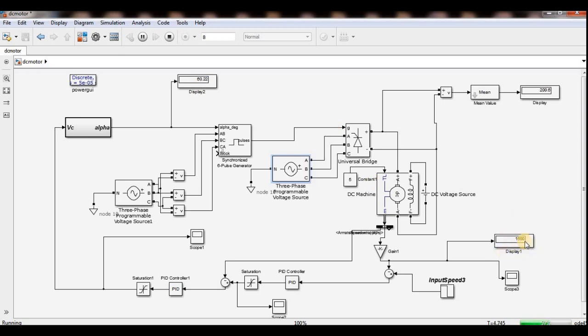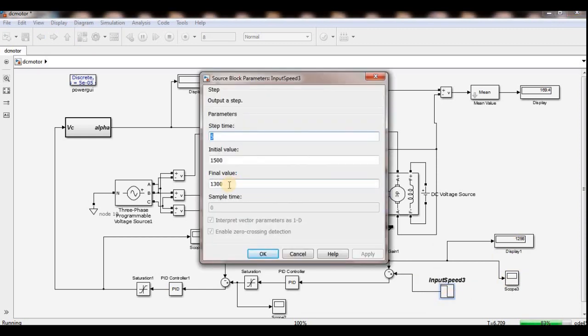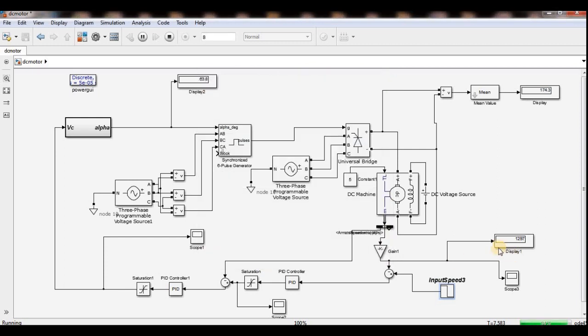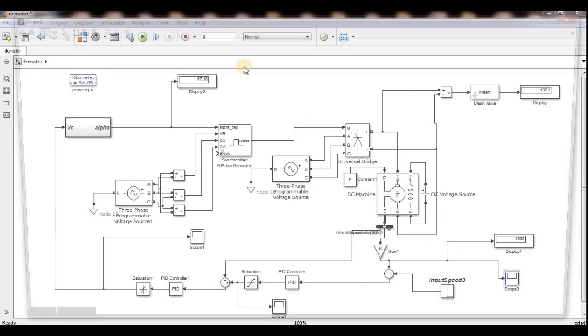I am getting nearly 1500 rpm at an alpha of nearly 60 to 70. And for my final value, 1300, sorry, previously alpha was coming like 74, and now it is coming 67, because alpha is reduced as my input is also reduced. But this is the constant value. This should be maintained constant, then only we can make the constant speed over here.